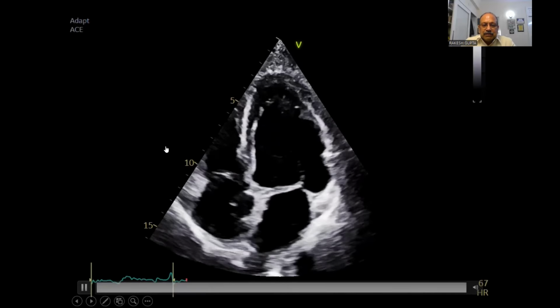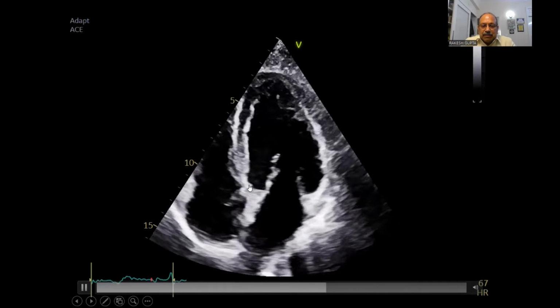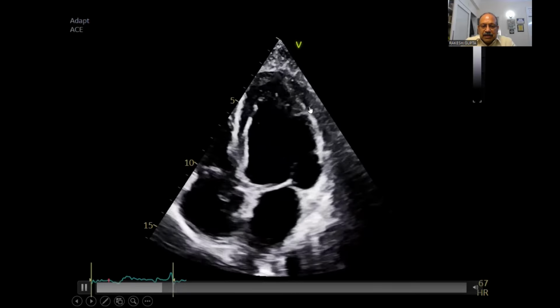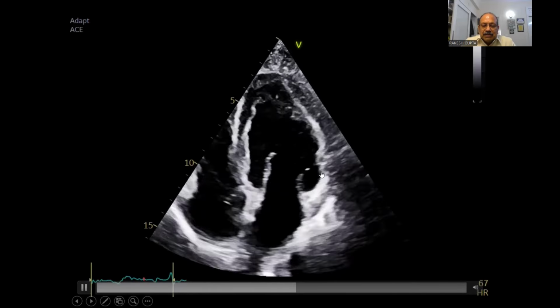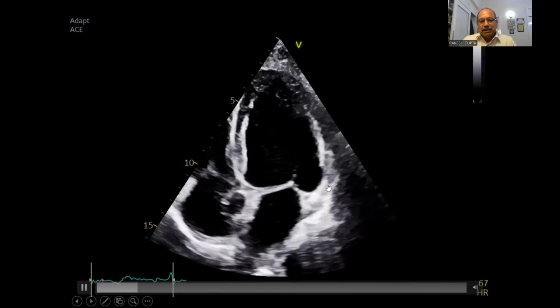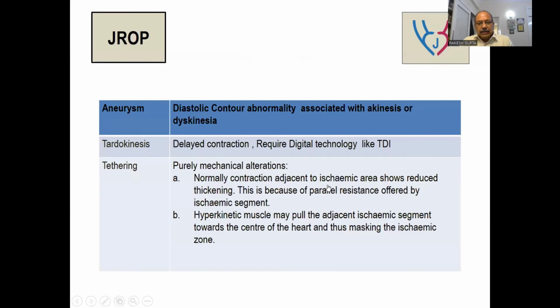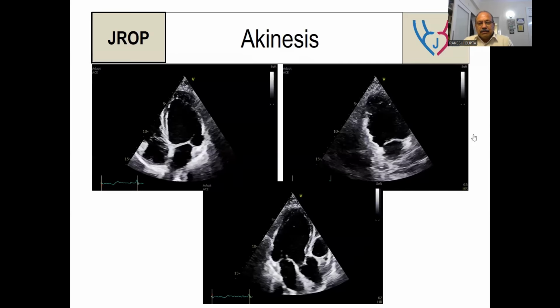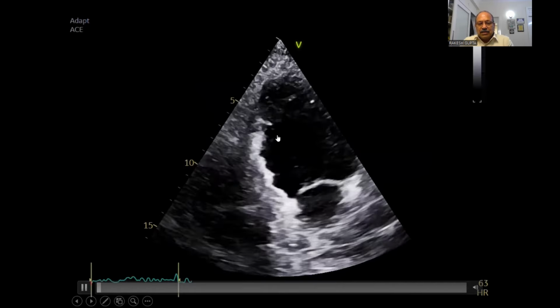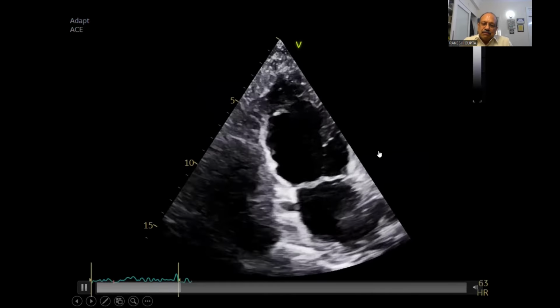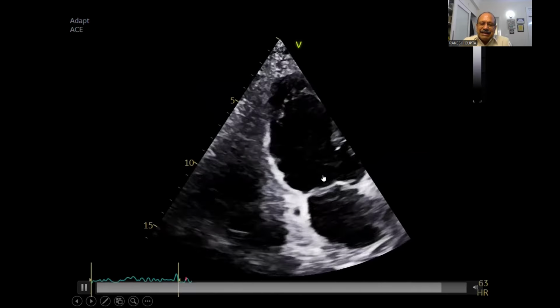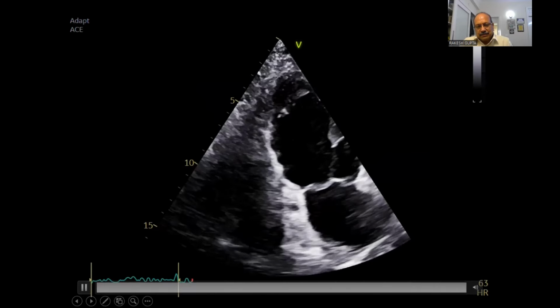let's see this four-chamber view. Now look carefully. The septum is contracting, apex is contracting, apical lateral wall is contracting, but the mid and basal lateral wall are not contracting at all. They are thinned out, hyperechoic. Then on top of that, the mid and basal inferior wall is not contracting, is hyperechoic, thinned out. So we have mid and basal inferior wall, mid and basal posterior wall, mid and basal lateral wall. Most probably we are dealing with akinetic circumflex territory.